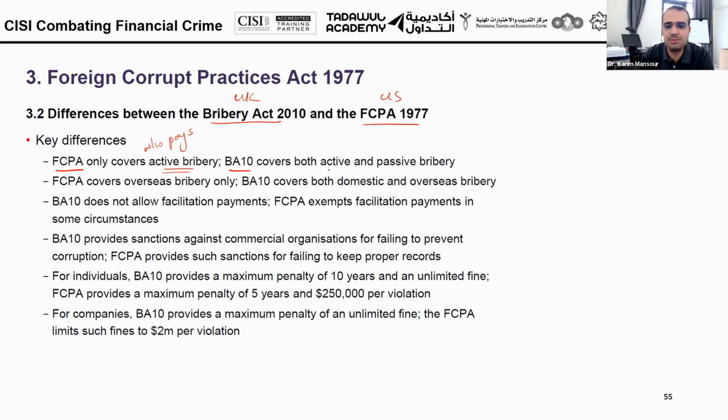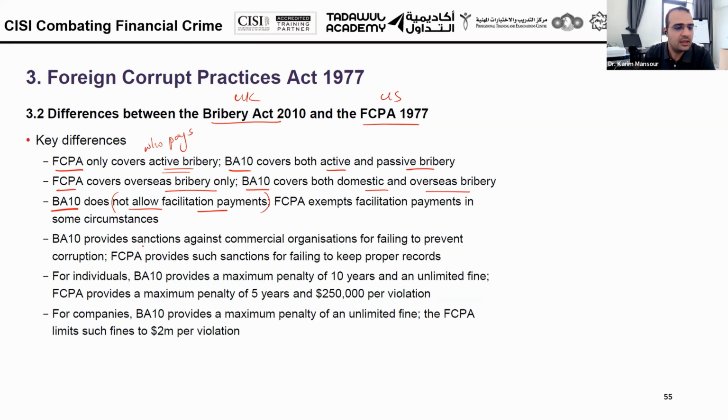The UK law covers both passive and active bribery. The US law covers overseas bribery only, whereas the UK law covers both domestic and overseas bribery. The UK one does not allow facilitation payments, the ones that we said, the routine government payments, not allowed in the UK, but they are allowed in the US.